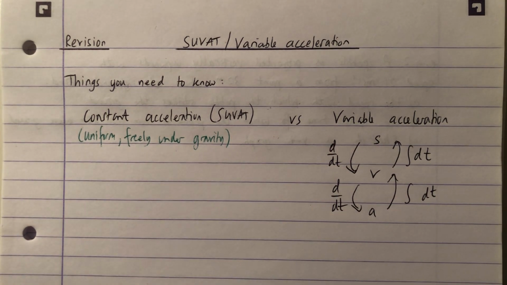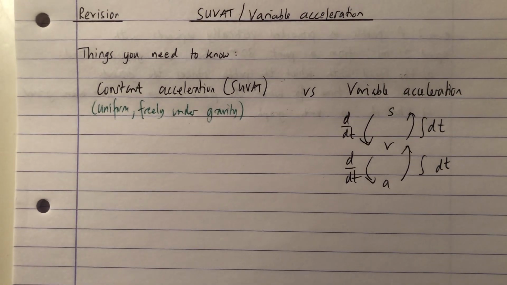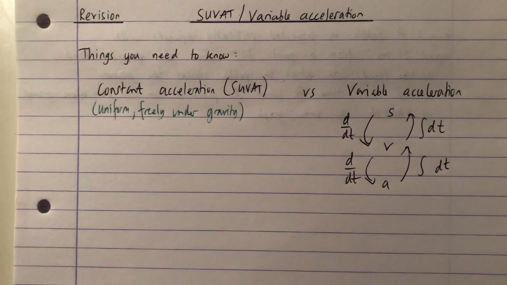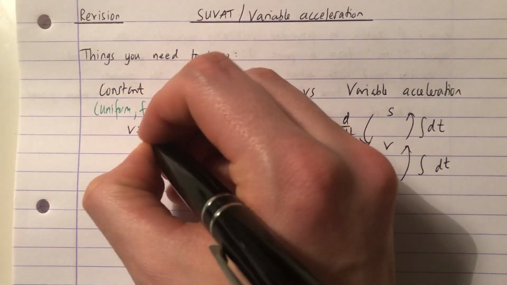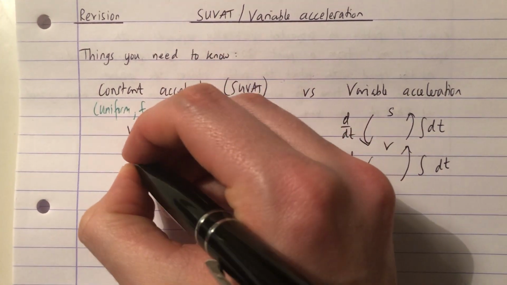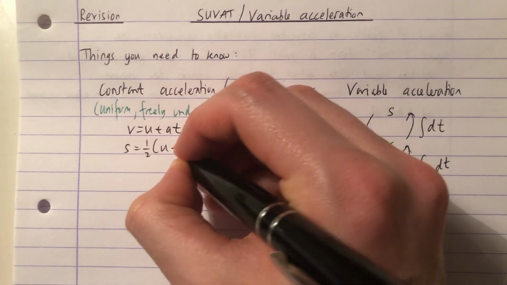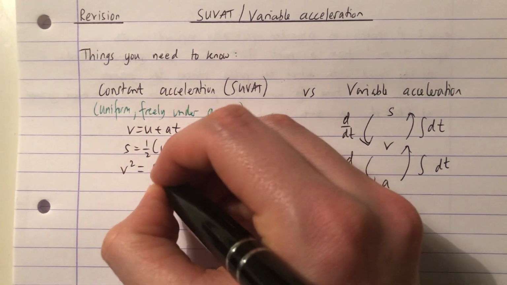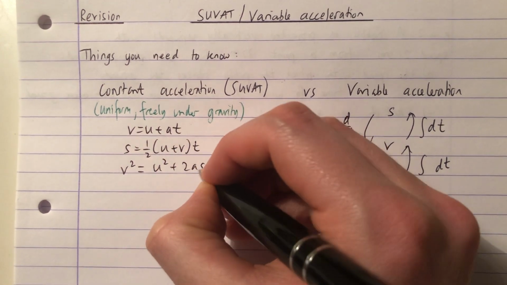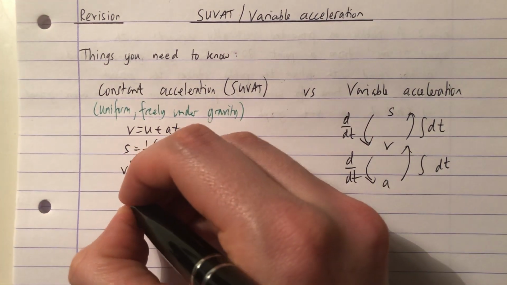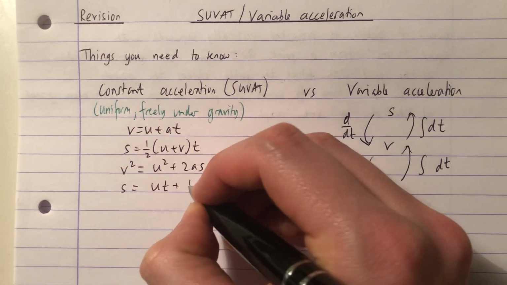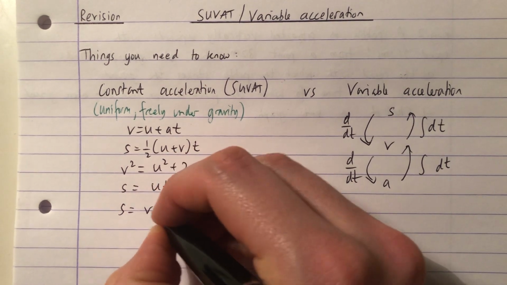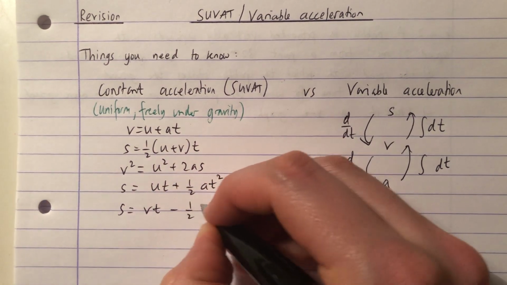Good news is, in the internal exams you'll be given the formulae for constant acceleration, so the SUVAT formulas, which are v is equal to u plus at, s is equal to half (u plus v)t, v squared equals u squared plus 2as, s equals ut plus a half at squared, and s equals vt minus a half at squared.